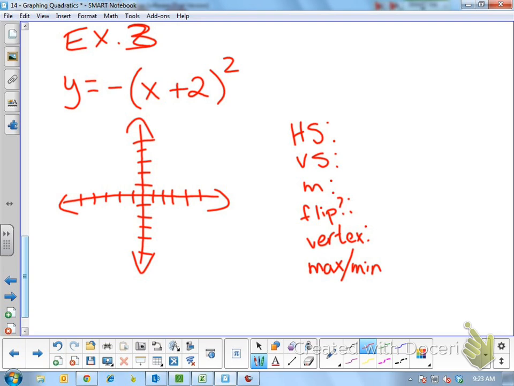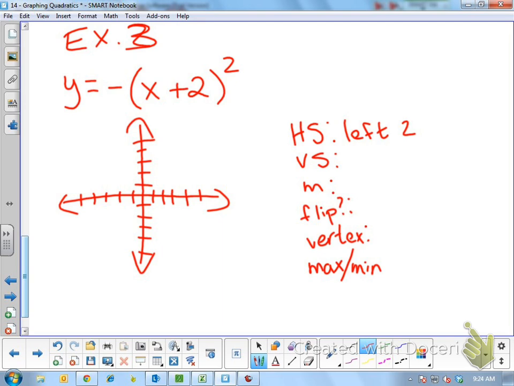So horizontal shift was the number inside of the parentheses. What number is inside the parentheses? The +2. Now what direction does that tell us to go? To the left. So remember, we have to write left 2. I don't want just the positive 2. I want to know what direction you should go.